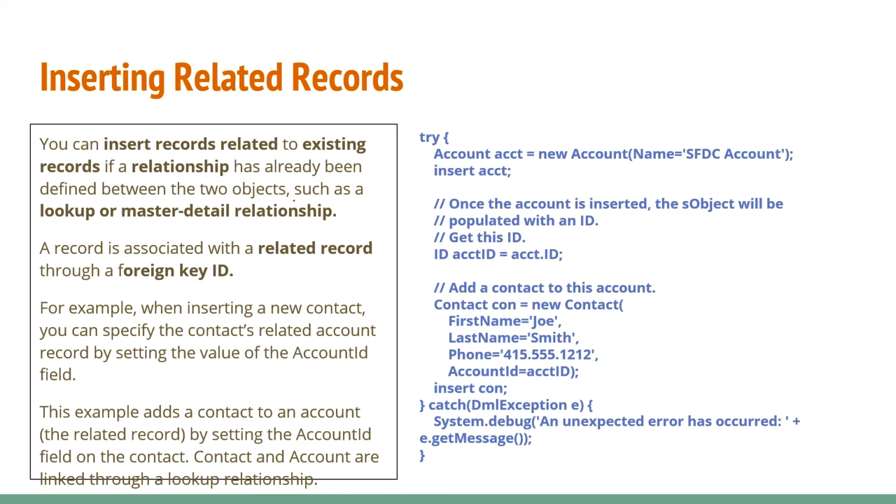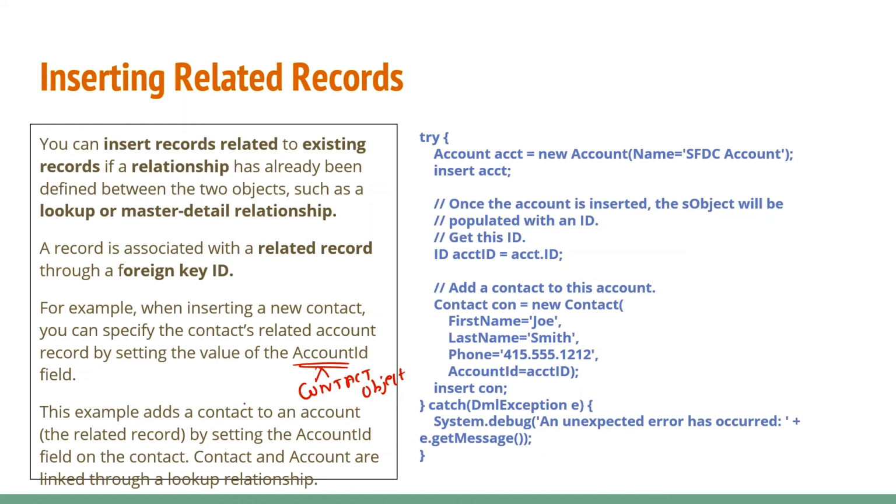Okay. So you can insert records related to existing records if a relationship has already been defined between the two objects, such as lookup or master-detail relationship. A record is associated with a related record through a foreign key ID. For example, when inserting a new contact, you can specify the contact's related account record by setting the value of the account ID field. This field is on the contact object, and this field will relate this particular contact to that particular account.